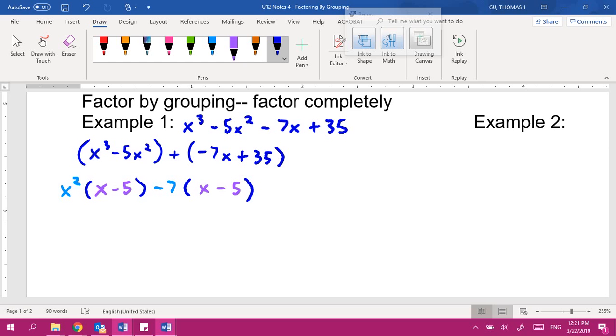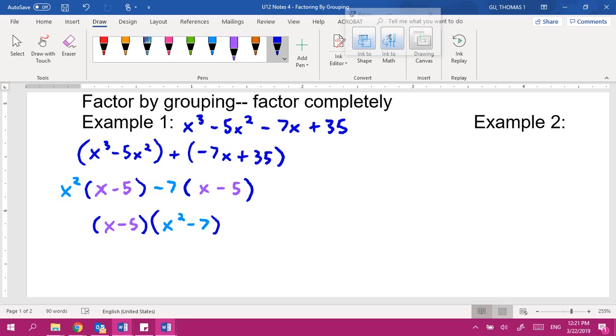Okay, so now that I have taken out the GCF, what's my next step? Right, so what would it look like if I factored out the binomial? x minus 5 times x squared minus 7. Right, you factor out the x minus 5 from both of these. If I took the x minus 5 away from both of those terms, what's left? Just x squared minus 7. That's right. And from here, you check to see if you have a difference of squares.